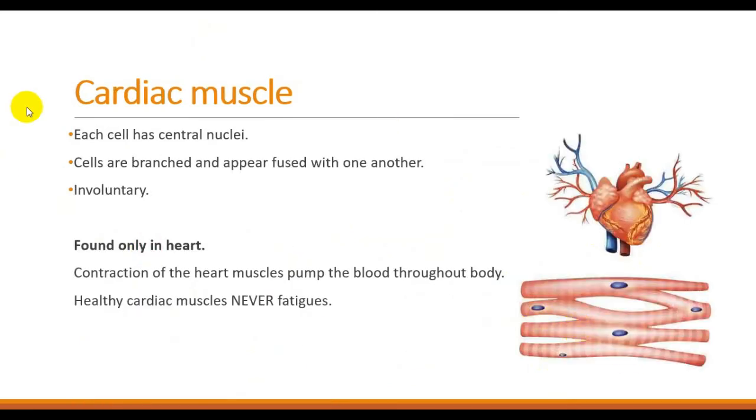So the third kind of muscle is cardiac muscle, which can only be found in the heart, and each cell has a central nucleus, as you can see, and cells are branched in shape, and these branches are fused with each other. And as I said, only in the heart can we find cardiac muscles, and contraction of that muscle leads the heart to pump the blood. And a healthy cardiac muscle never gets tired of pumping the blood.